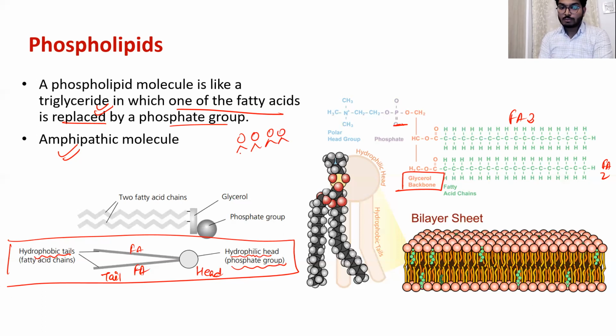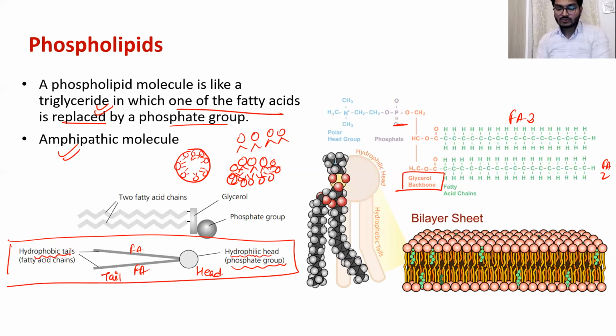So generally, if you have the phospholipids in any medium, on their own they'll form the micelles. The head part is towards the water surface, and the tail parts will try to avoid the water surface. Such a kind of structure is your micelles. Something like this. So, micelles.